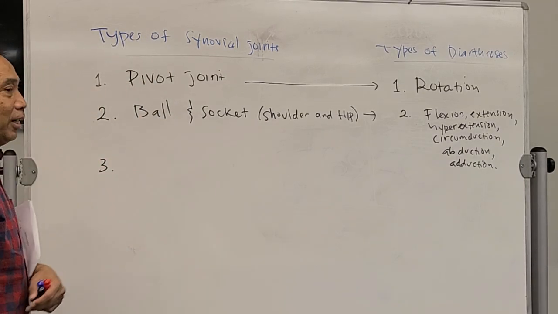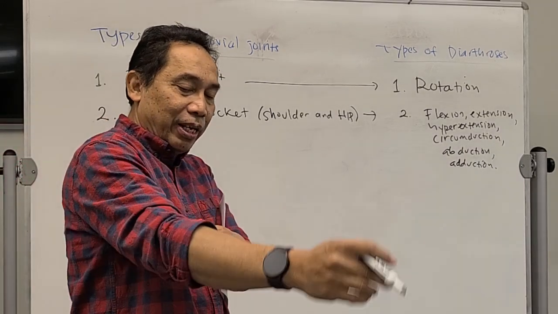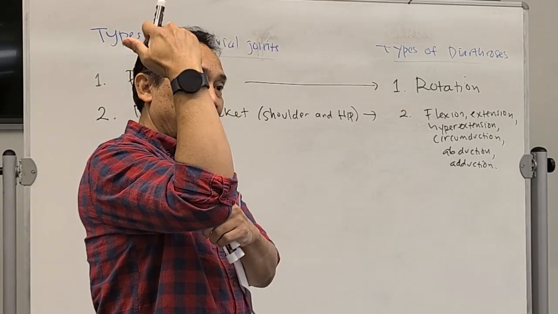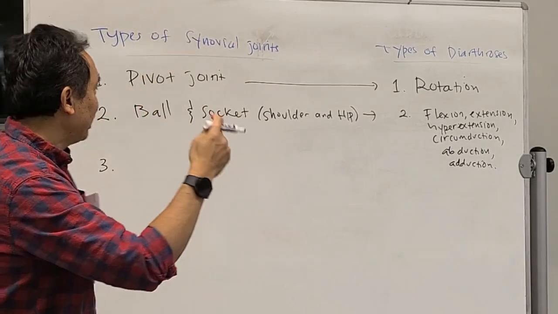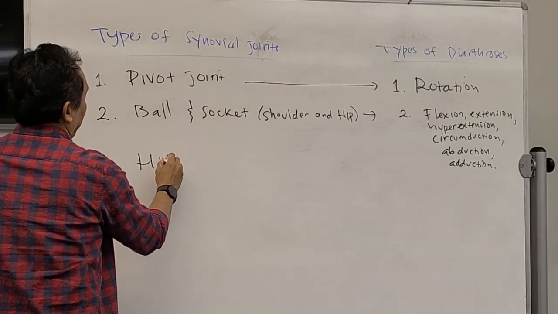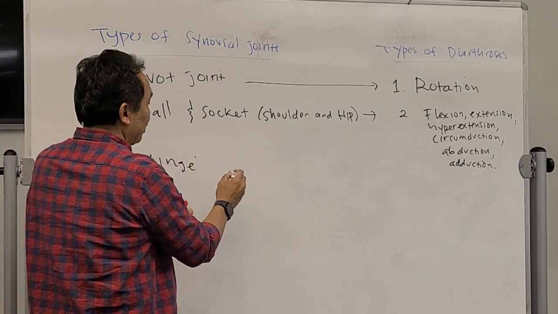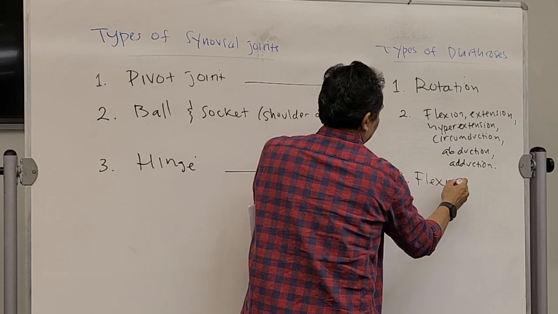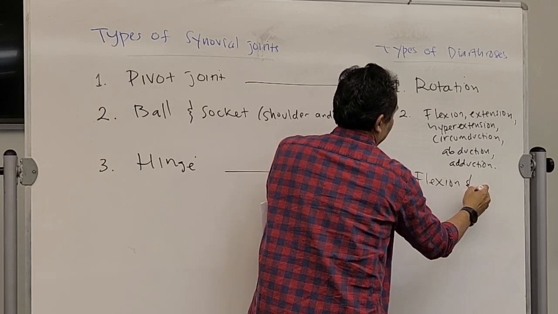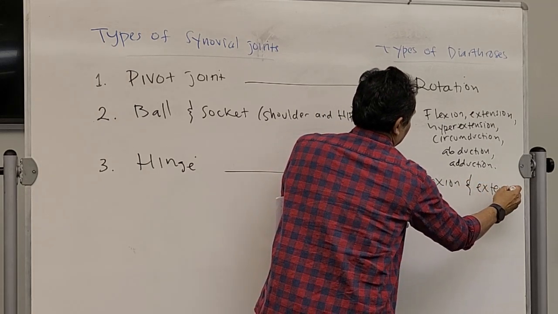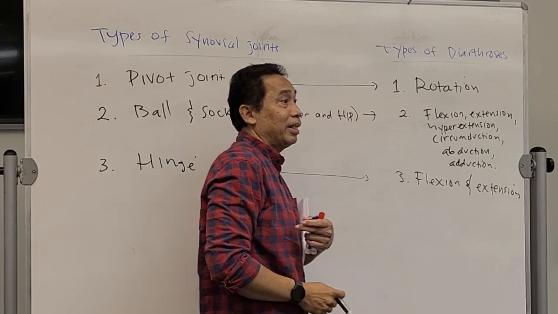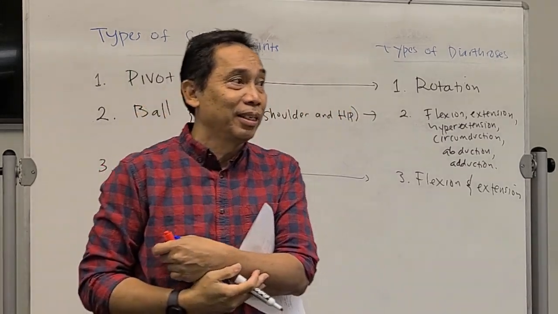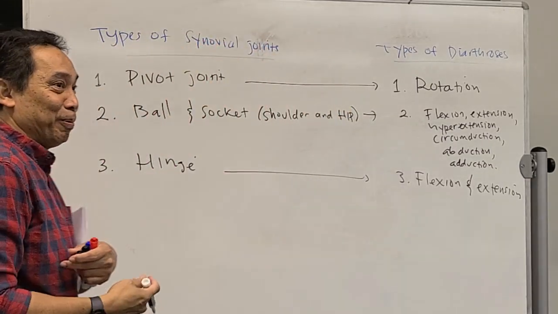Okay, now going down here. Let's go here to the elbow. We have a joint called the hinge. For the hinge joint, it can only do flexion and extension. Flexion, extension. Can you do hyperextension? No. No, it's broken. It will be broken.